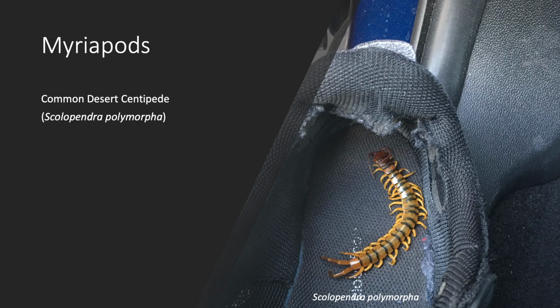Quickly, we'll go over myriapods. We do have the Scolopendra polymorpha, the giant desert centipede, here in Texas. Myriapods include millipedes and centipedes. Millipedes aren't particularly medically significant. Millipedes and centipedes are very important for ecological breakdown of decaying material. The centipedes, however, are medically relevant, and they do have venom and can envenomate humans.